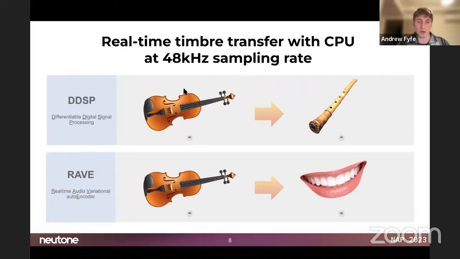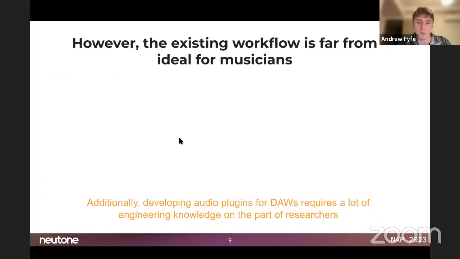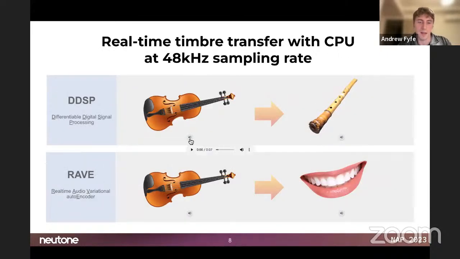To give you an example of this timbre transfer effect that I was mentioning earlier, here's an example for you to listen to. Hopefully you can hear this. So this is using DDSP. We've got a violin coming in at the input, and it's been translated to a shakuhachi flute sound. So this sounds like this.